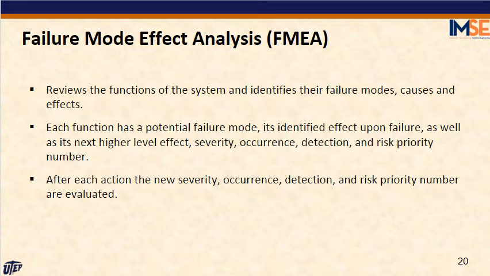So the next one is the failure mode effect analysis, or FMEA. Here we review the function of the system and identify their failure modes, the causes and the effects, and each function has a potential failure, and we must have a plan to reduce that effect on the system. We use actions related to the severity, the occurrence, the detections, and risk priority numbers are evaluated.